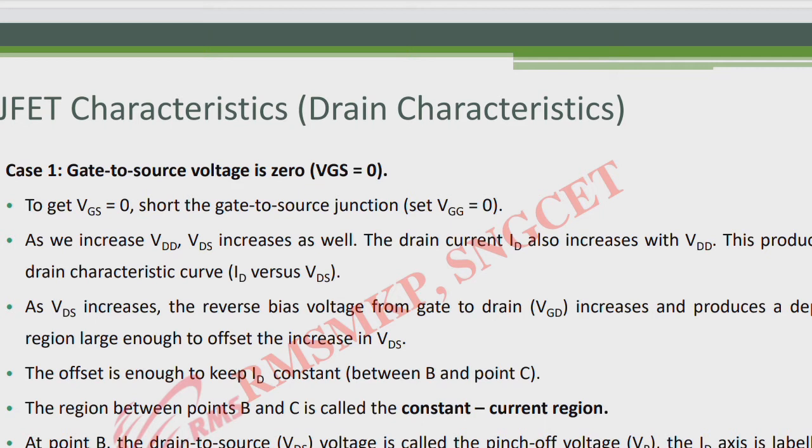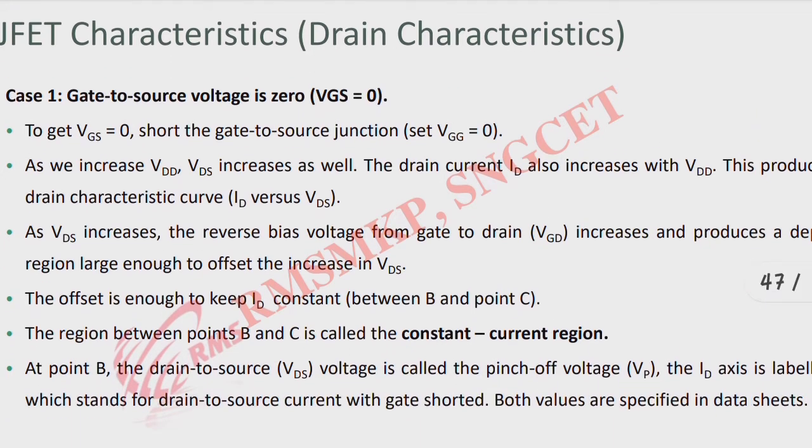JFET characteristics. First, case 1, VGS is equal to 0. To get gate to source voltage 0, short the gate to source junction and set VGG equal to 0. As we increase VDD, VDS increases. The drain current ID also increases with VDD. This produces the drain characteristic curve, ID versus VDS.